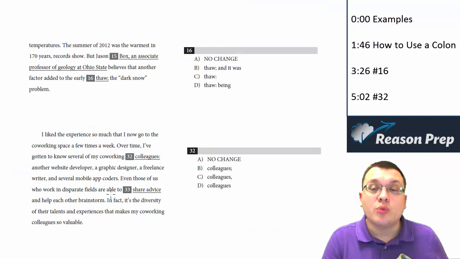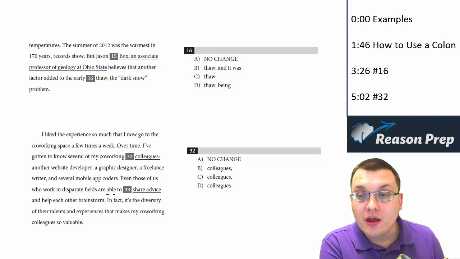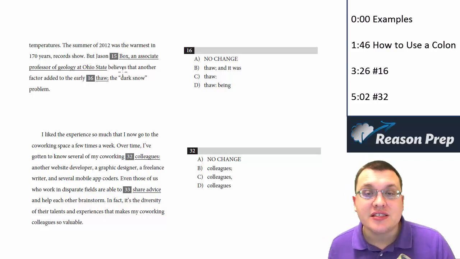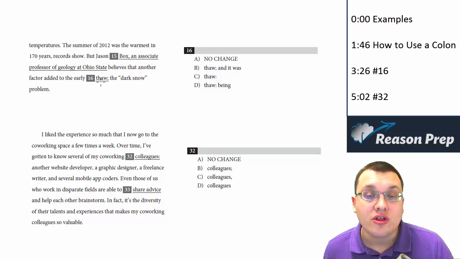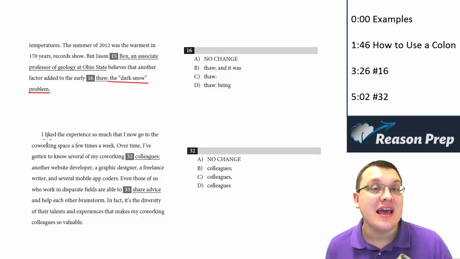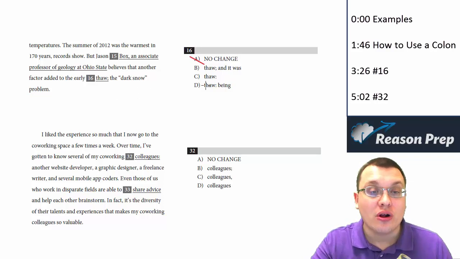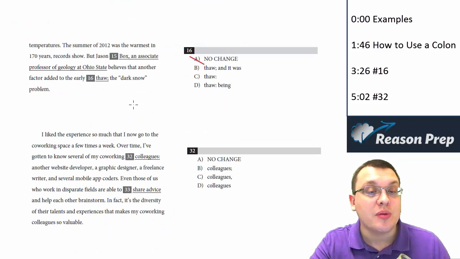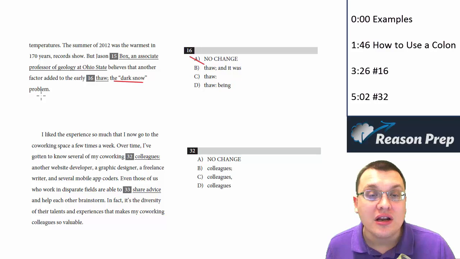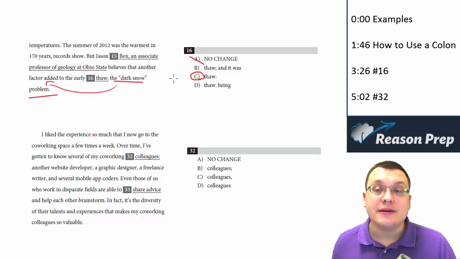Let's look at some example questions where it's not just about colons, but it's actually about semicolons, commas, all that punctuation stuff. So 16, we'll start from here. But Jason Box, an associate professor of geology at Ohio State, believes that another factor added to the early thaw, in the original semicolon, the dark snow problem. So we look at the semicolon, we realize that this would have to be a complete sentence, and it is not, right? The dark snow is not a complete sentence, but it is actually, if we go back to our little list up here, one of those short explanatory statements, right? It's giving us what the factor is that added to the early thaw. So we like this colon, we like that in choice C.